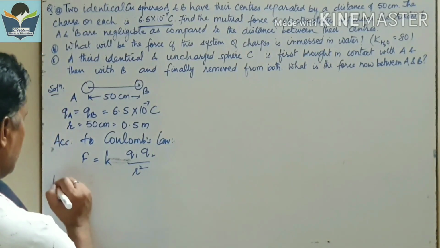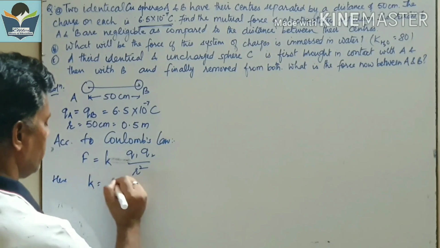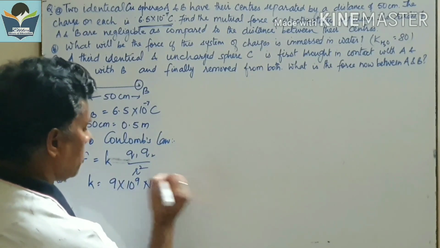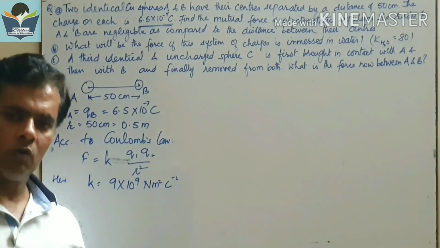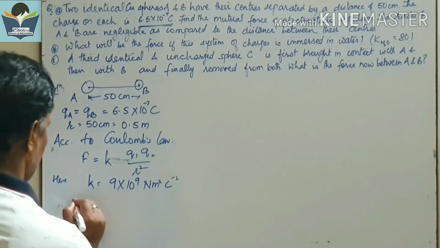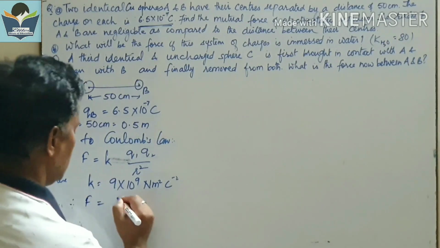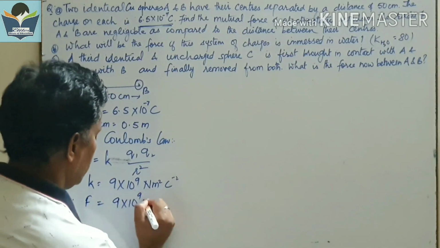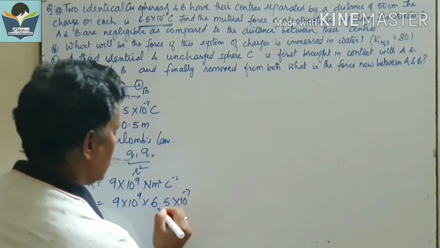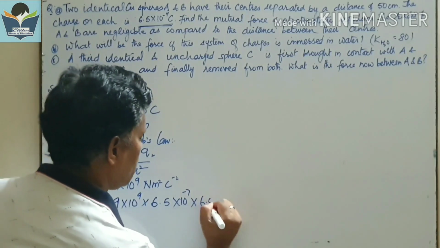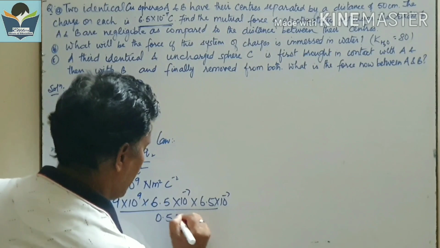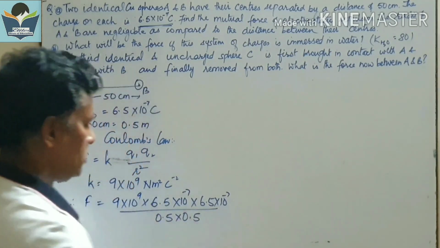Now the value of K here, how much is that? 9 into 10 to the power 9 Newton meter square per coulomb square, the standard value we had discussed earlier as well. If you put these values here, the force comes out to be 9 into 10 to the power 9 into charge 6.5 into 10 to the power minus 7 on the first body and 6.5 into 10 to the power minus 7 on the second body, divided by the square of the distance.